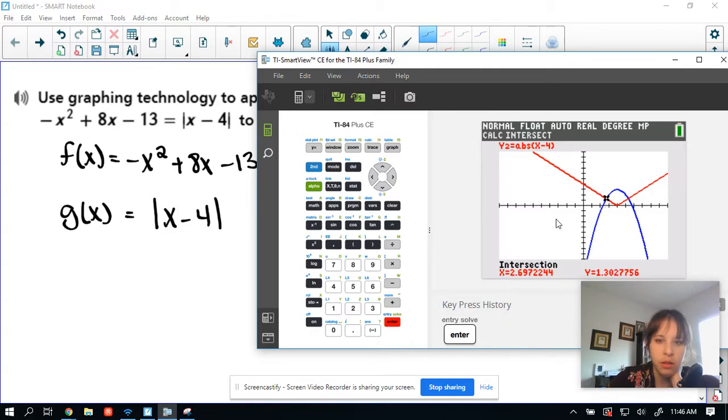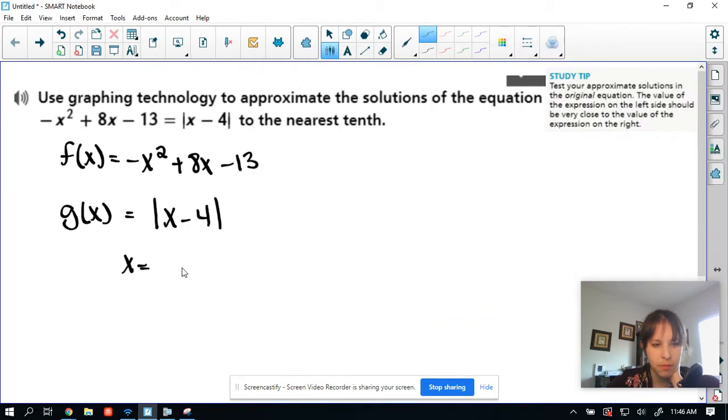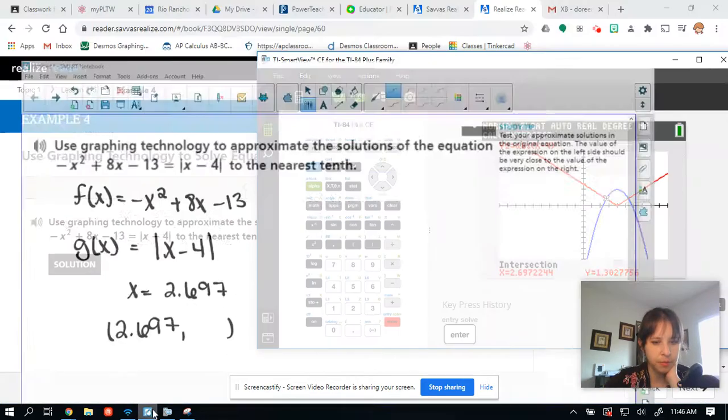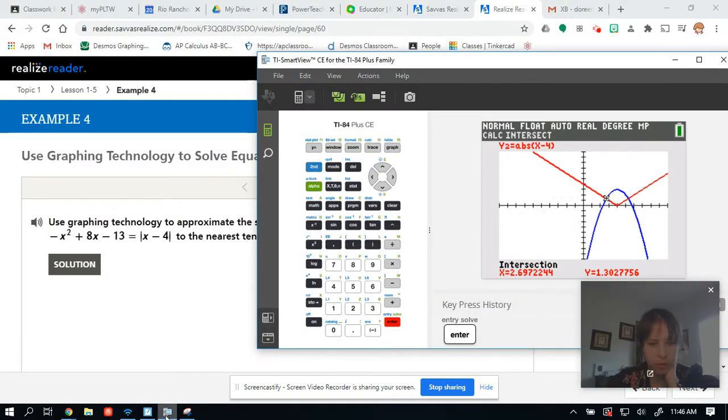It's going to do its little calculator process, and it's going to give me the intersection point. So I'm going to round this to, I'm going to say x equals 2.697. And you can write the point down as well. You could say 2.697, comma, and then the y point, 1.3.